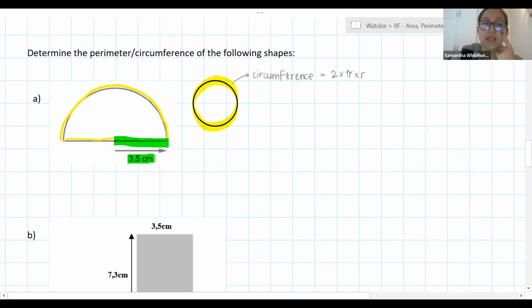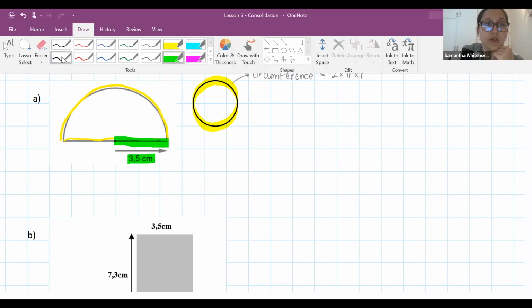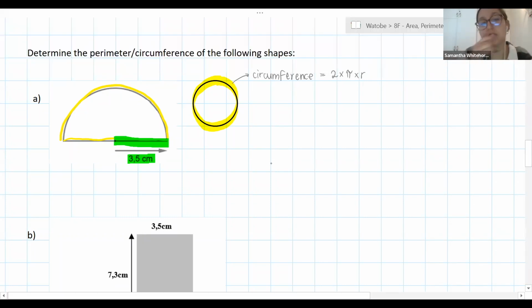So in this case, our radius is 3,5 centimeters. So if we go and work out the curved length of this semicircle or hemisphere, you can call it whatever you want, we will say the circumference that we're working with, we'll get to the division by 2 in a second, is equal to 2 times pi times the radius, which is 3,5.